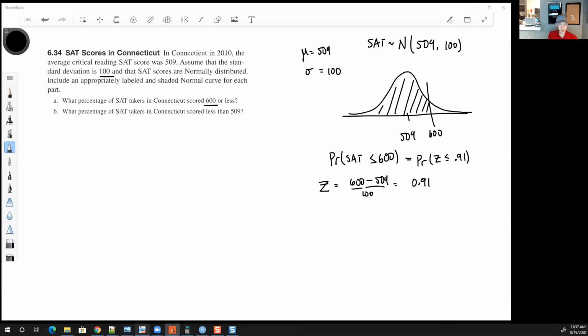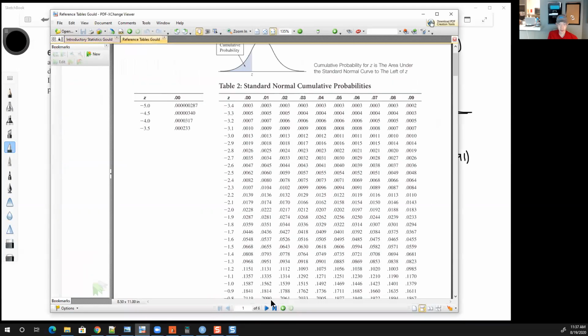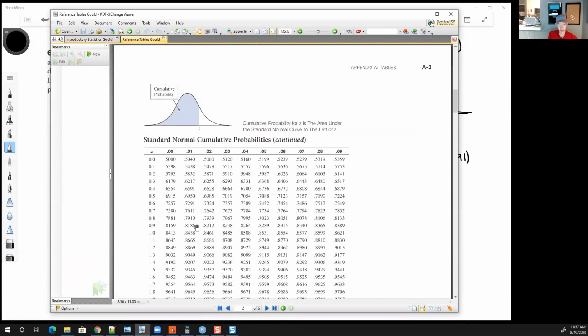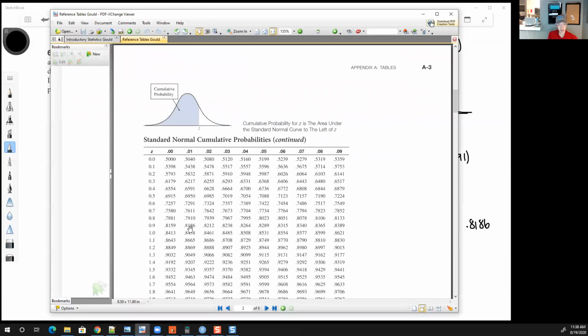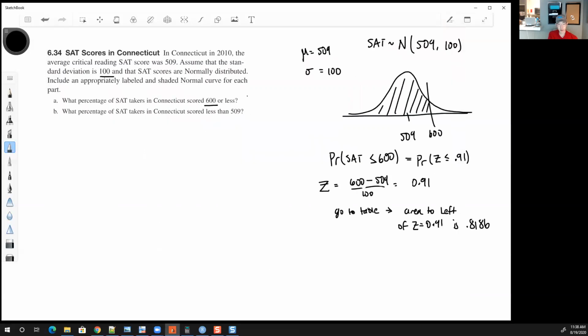We'll go to the table, and I go to the positive side. Go to the row 0.9 and the column 01, and I get 0.8186. So I go to the table, and then the area to the left. Wait, I think that's right. Area to the left of 0.91 is 0.8186. Okay, and so what percentage? We would say 81.86%.